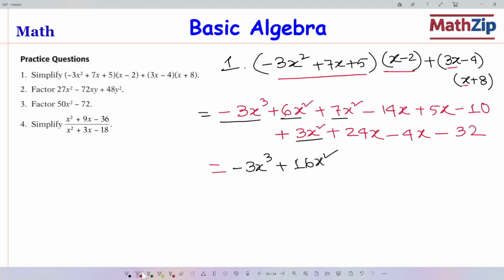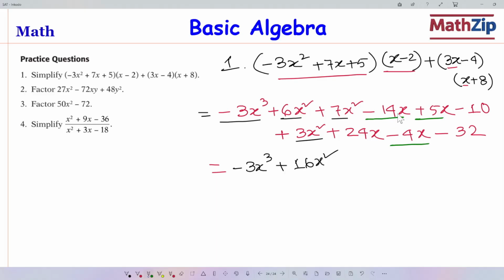Then coefficient of x, here is minus 14x plus 5x and minus 4x. So what will be the answer? Here is minus 14x, this one, and here is 5x and minus 4x.